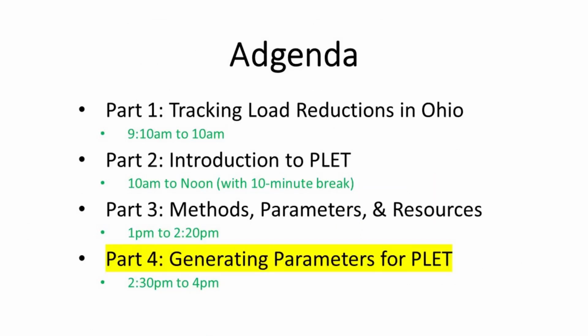Part 1 of the workshop covered the context of why tracking pollutant loads and their reductions is important and the status of those efforts nationally and in the state of Ohio. Part 2 covered an introduction and a detailed walkthrough of US EPA's new Pollutant Load Estimation Tool, or PLET. Part 3 was an overview of the methods and parameters used by PLET and resources for estimating those parameters. And Part 4 was a GIS and spreadsheet workflow demonstration for how to generate the needed parameters for an example agricultural treatment wetland project.